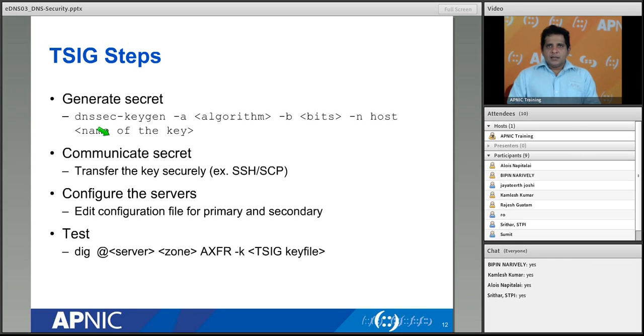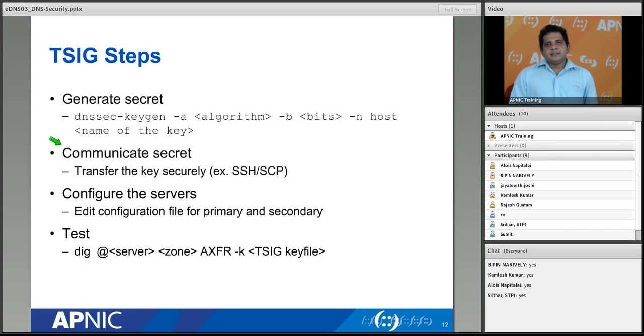Of course, the larger the bit value, the more secure your key is, but the key is also quite big as well. And then you come up with a key name. Now, this key name needs to be agreed by primary and secondary. That's why we call it a symmetric key. It's the same key between primary and the secondary, right? It's an agreed key.